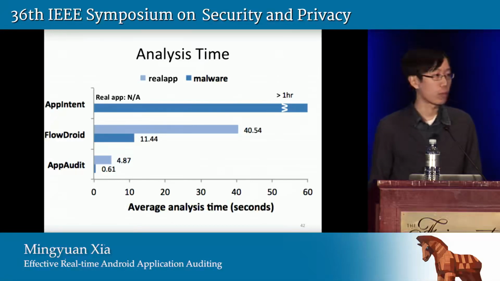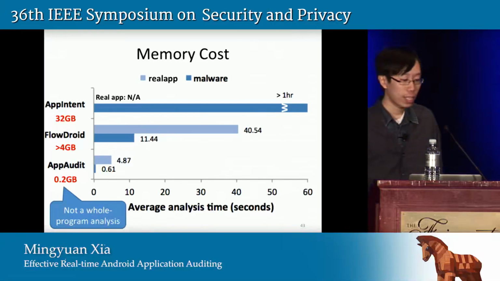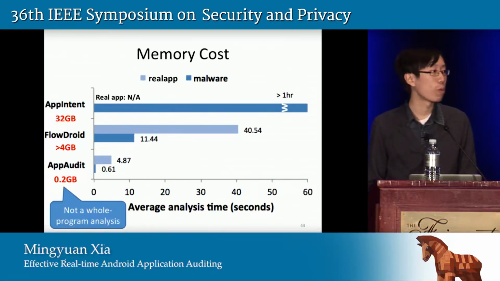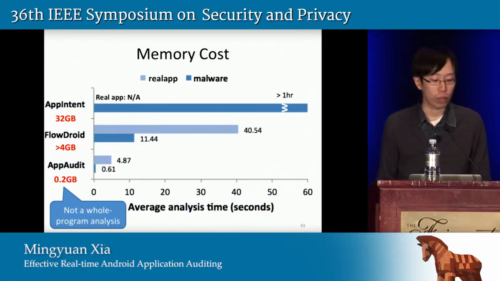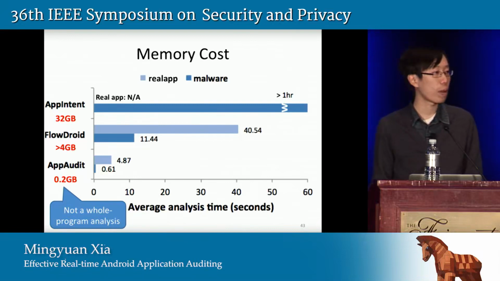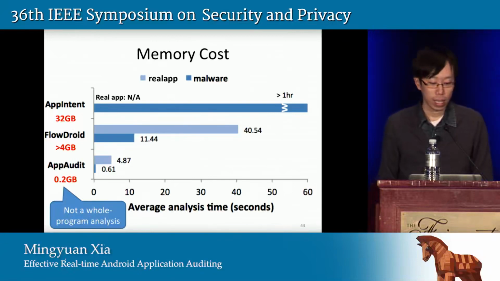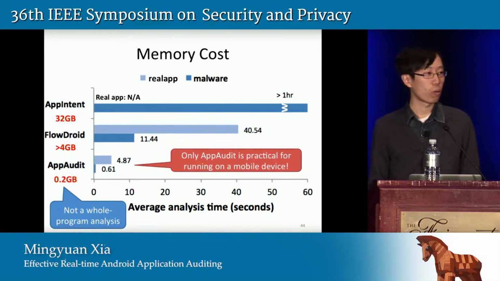AppAudit returns immediately when it's examining malware. And for real apps, it takes around 5 seconds each. On the memory cost side, both of the static tools are whole program analysis. They maintain large analysis data structures of the entire program. According to their paper and also our evaluation, they take several gigabytes to examine each app. AppAudit is execution-based. It's not whole program analysis, so it takes around 200 megabytes for each app at most. And we argue that AppAudit is the only solution which is practical for running on a mobile device right now.